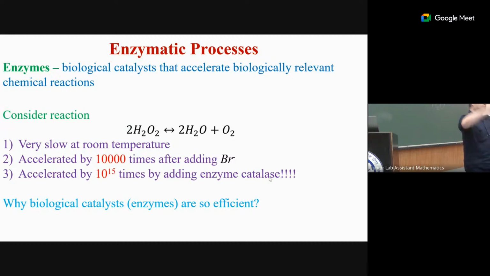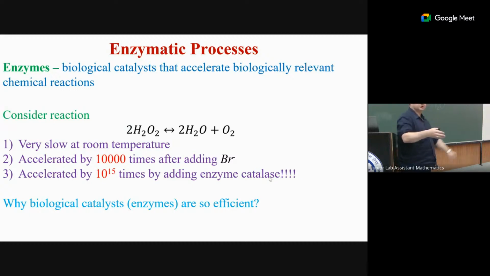The reaction accelerated 10,000 times by adding bromide. Iodide is also good, but not as fast, while bromide is really fast. But there is a special enzyme which does it. The enzyme is called catalase, and the reaction is 10 to 15 times faster in comparison with this simple reaction. So you see?